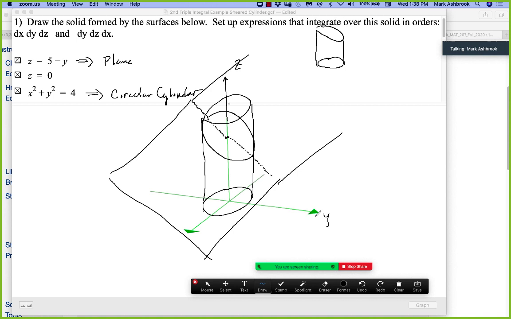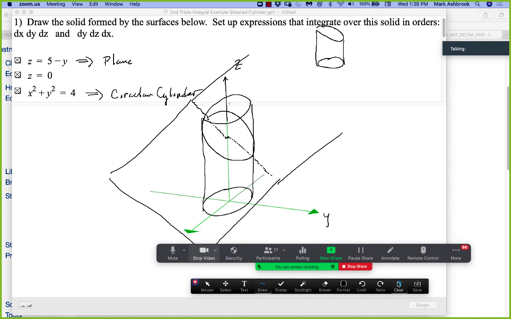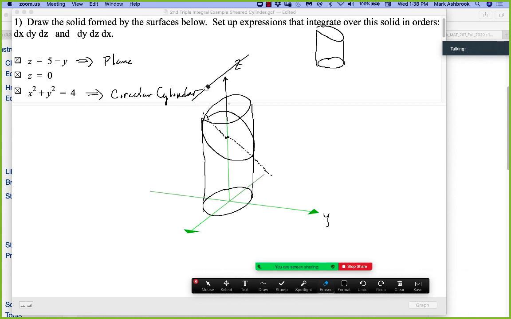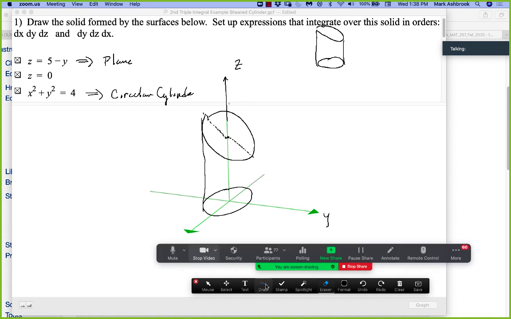Got to move here. Oh no, don't do that. All right, so something like that.